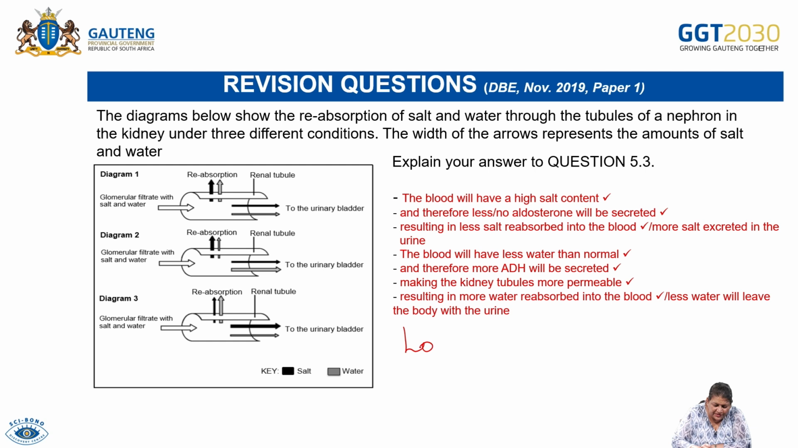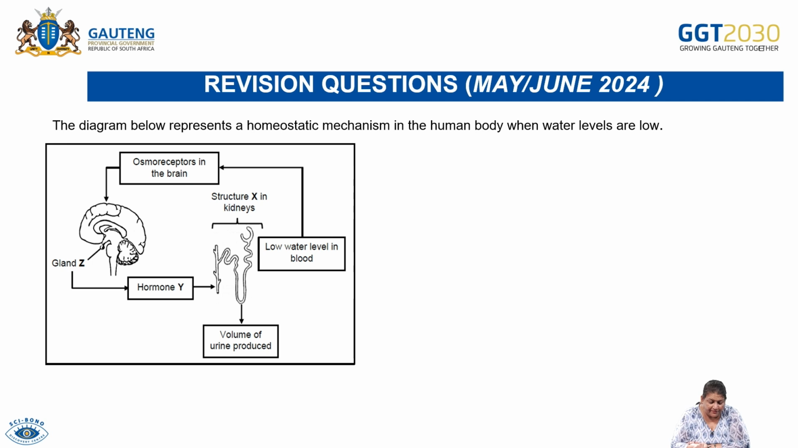when the water level is low in the blood because he didn't drink water, he's sweating, he's dehydrating. If the water level is low in the blood, there's going to be more ADH. The kidney tubules become more permeable to water, and more water will be reabsorbed into the blood, and less water will be passed into the urine, because he's already drinking less water. He can't afford to pass out more water in the urine.